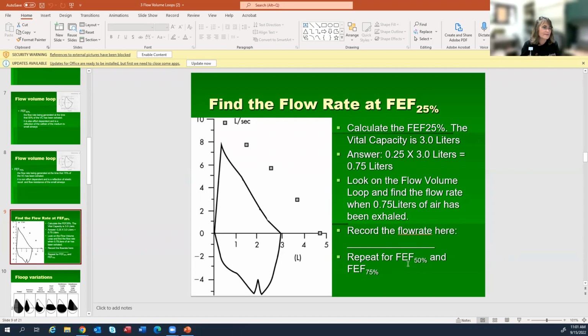And then we repeat the same steps to figure out the flow rate at FEF 50 and FEF 75. So the forced expiratory flow at 50%, we would come back to this equation, but instead of 0.25, we're going to change that to 0.5 because we want to know the flow at half of the forced vital capacity. So 0.5 times the vital capacity of 3 liters gives us 1.5 liters. So we come over to the x-axis, straight line up, and see what the flow is when 50% of the air has been exhaled. The flow rate is 4 liters per second. And then you do the same thing for 75%, and then you see what the flow rate is.